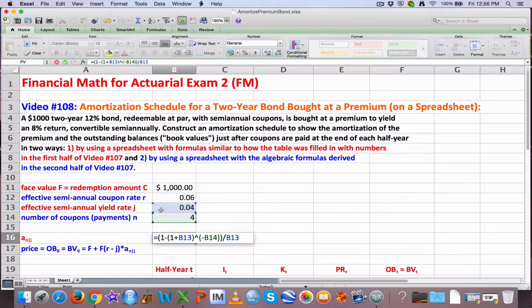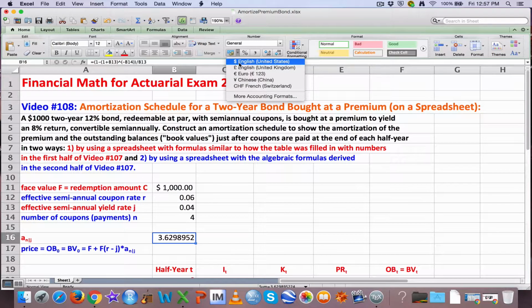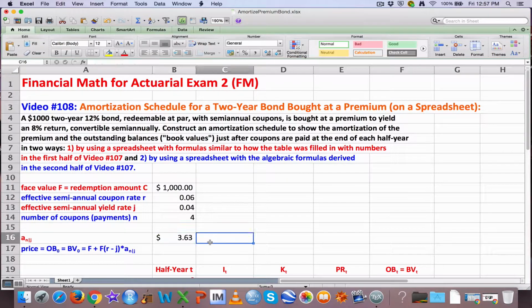So this is going to be an amount a little bit less than 4. It's 3.6298952. This can be thought of as a dollar amount. I'll go ahead and change this to a currency. But again, all those decimal places will be in there. More accuracy is hidden that you can't see. It's, again, the present value of an annuity immediate with payments of 1, end payments of 1 at interest rate j.